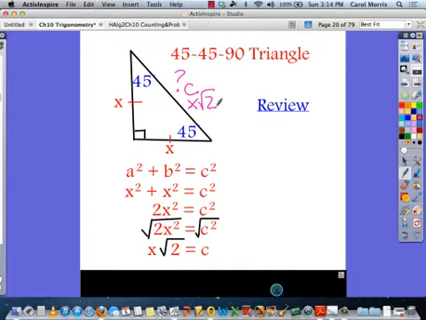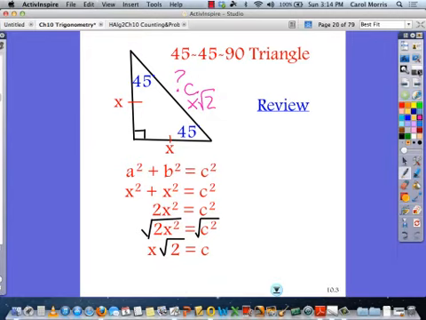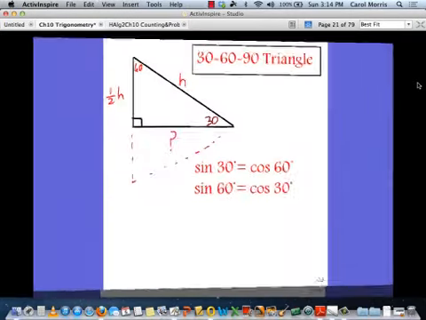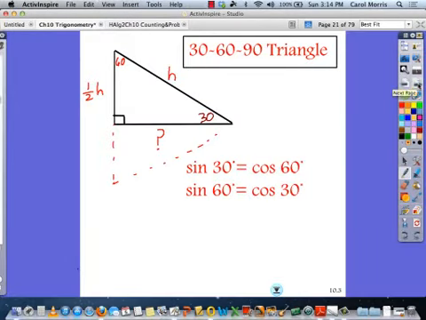So you should have learned x and x are the sides opposite the 45, and x root 2 is always across from the 90 in a 45, 45, 90 triangle. Okay? Should sound familiar. We're going to talk about edge length shortly. But let's go to the other one, the 30, 60, 90.